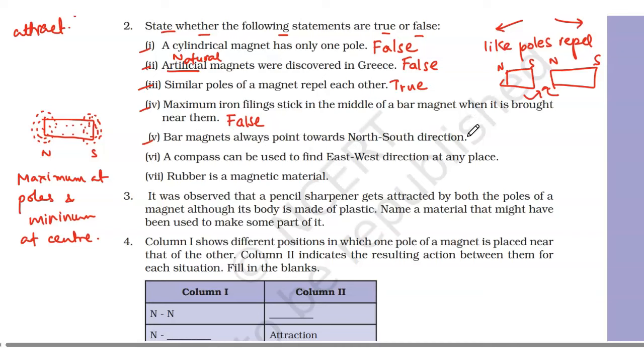Number 5. Bar magnets always point towards the north-south direction. Absolutely true. Number 6. A compass can be used to find east-west direction at any place. Why do we use a compass? To find the direction. So here, if you know the north-south direction, definitely you can find the east-west direction too. So the answer is true.